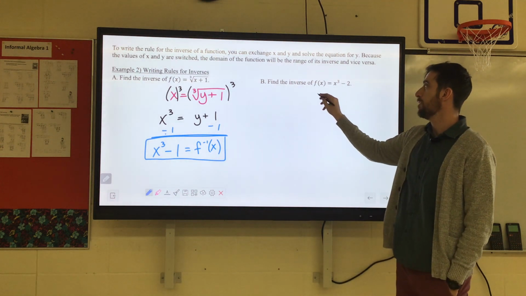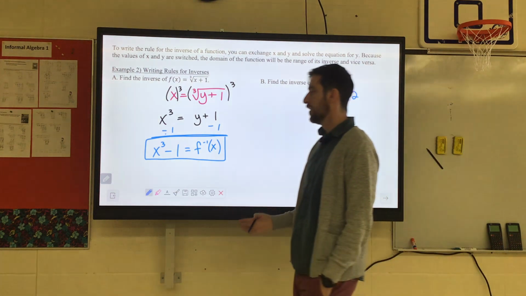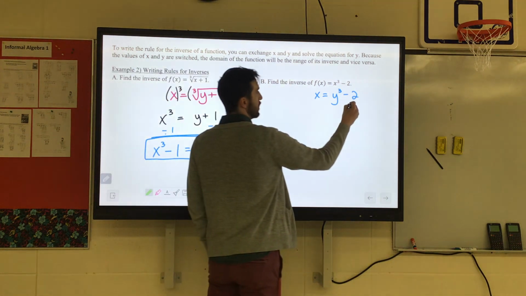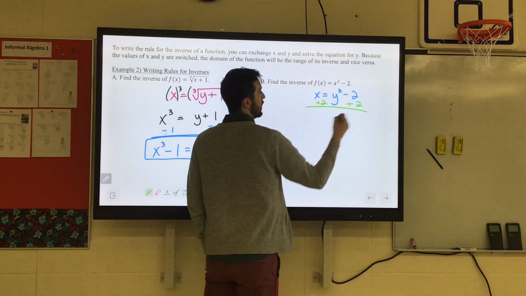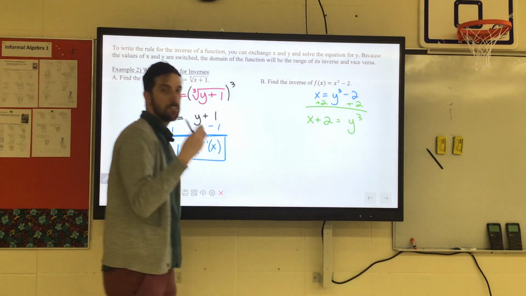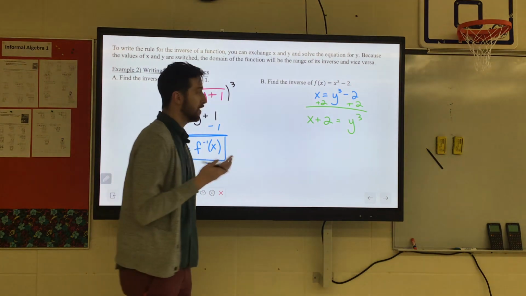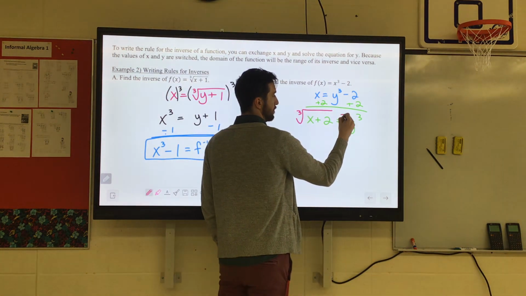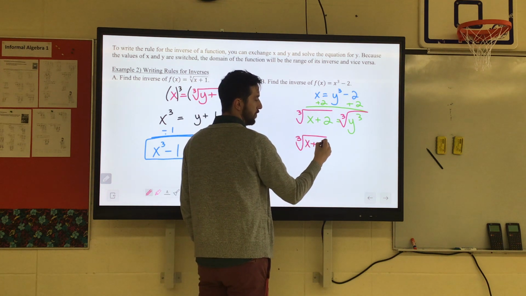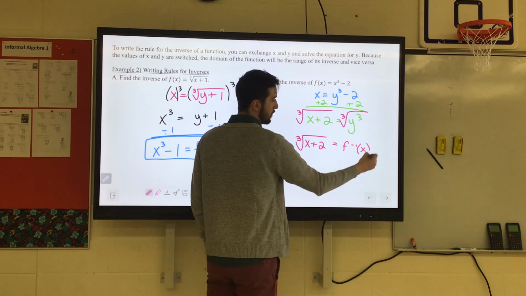Flip-flop the x and y, so we'll have x equals y to the third minus 2. Now we're trying to get y by itself. So I'd get rid of the minus 2 by adding 2. x plus 2 equals y to the third. And now we have to get rid of that to the third power, that cube. So we undo that with its opposite, its inverse, the cube root. So we have the cube root of x plus 2 over here. You can't do anything with that. Equals, and that's done. So f inverse of x.